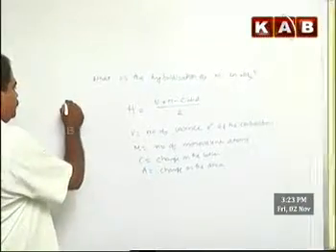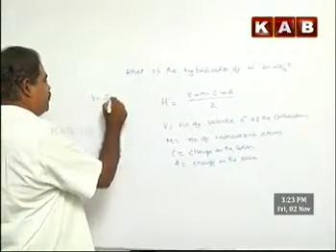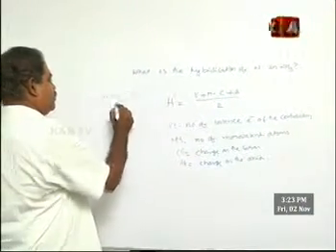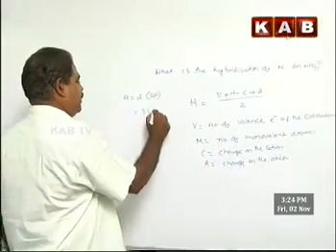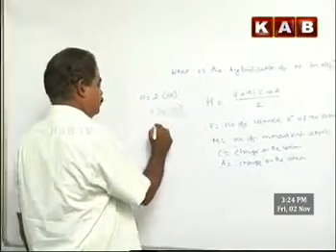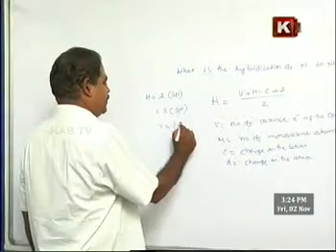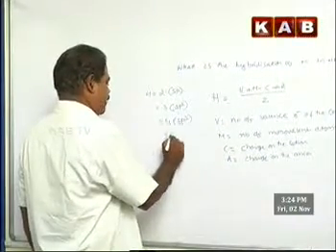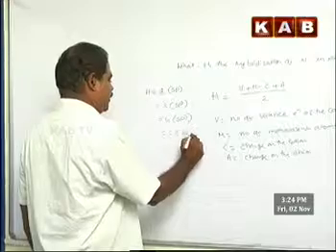So after doing all this, if you get H is equal to 2, the hybridization is said to be sp. If H is equal to 3, hybridization is said to be sp2. H is equal to 4, the hybridization will be sp3. 5, sp3d, like this.